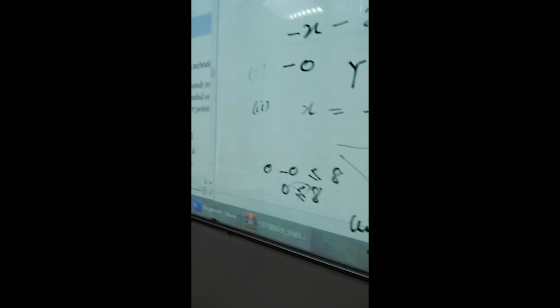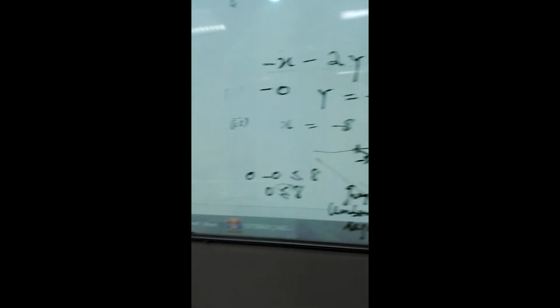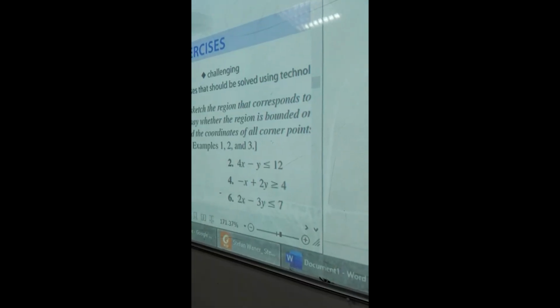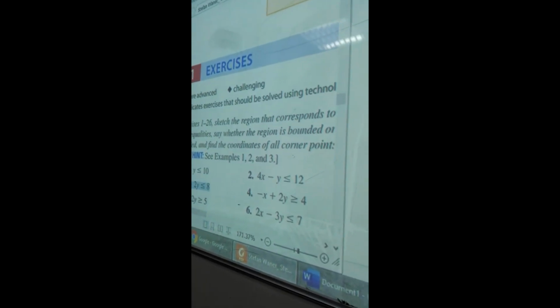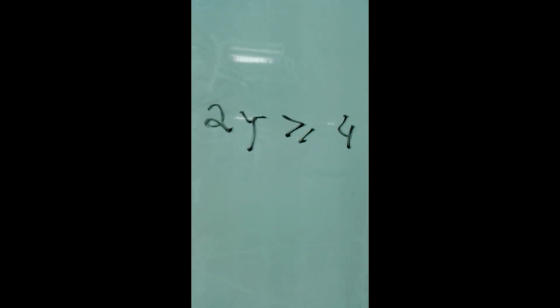Now I'll take new questions, so I have to clean the board. Okay, class, now if you see the next question, which is minus x plus 2y greater than or equal to 4. In this case, let me just put this as minus x plus 2y equal to 4.